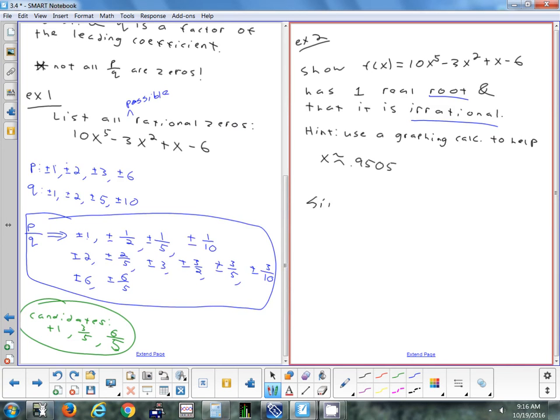Okay, so since, and it's not even exactly 0.9505. I rounded that. Okay, so since 0.9505 is not in the list of rational roots, it must be irrational.